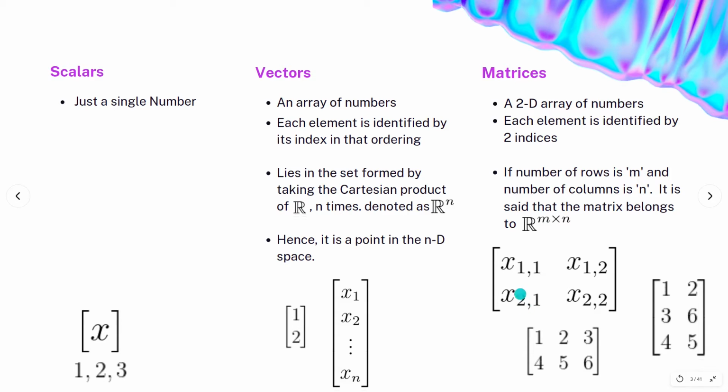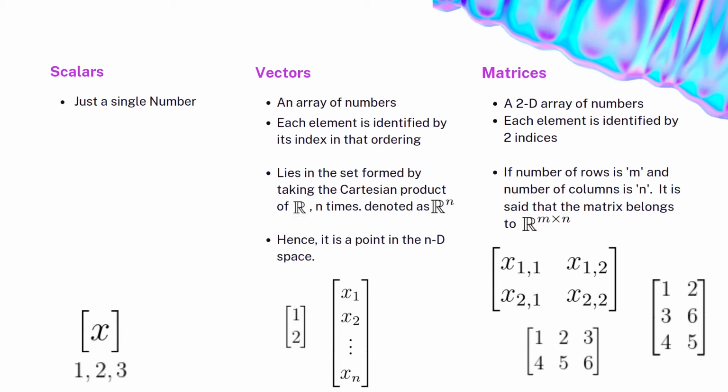For example, if you take this element here, x11, it is present in the first row and in the first column, therefore it is 1, 1. Similarly, this element x12 is present in the first row but second column. This number x21 is present in the second row, first column, and this number x22 is present in the second row and second column. So therefore, given two indices, you can exactly pinpoint what matrix element it is referring to.